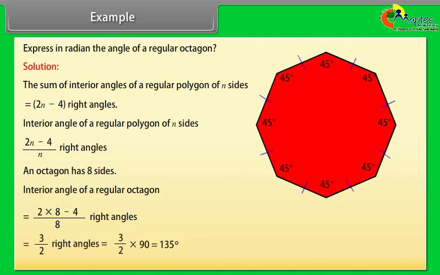3/2 right angles is equal to 3/2 into 90 is equal to 135 degree. 180 degree is equal to pi radian. 135 degree is equal to pi by 180 into 135 radian, which is equal to 3 pi by 4 radian.